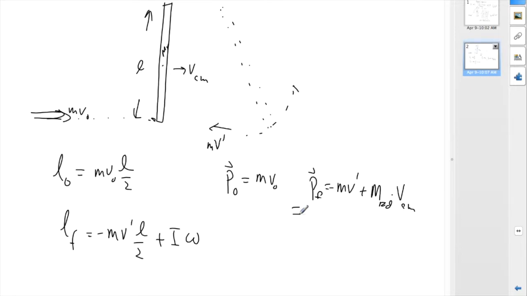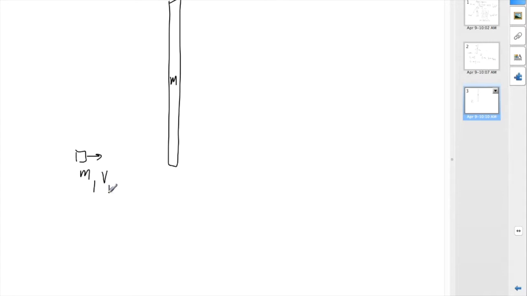The one last piece that's nice to remember is same problem. I have a mass, and let's assume this time the rod has a mass of M. Let's assume that I have this thing coming in here. We'll call that M1, moving with a velocity V1. But this time, after the collision, this mass here sticks. So now the piece that gets complicated, the piece you have to be careful of, is that the first step is to calculate the center of mass.